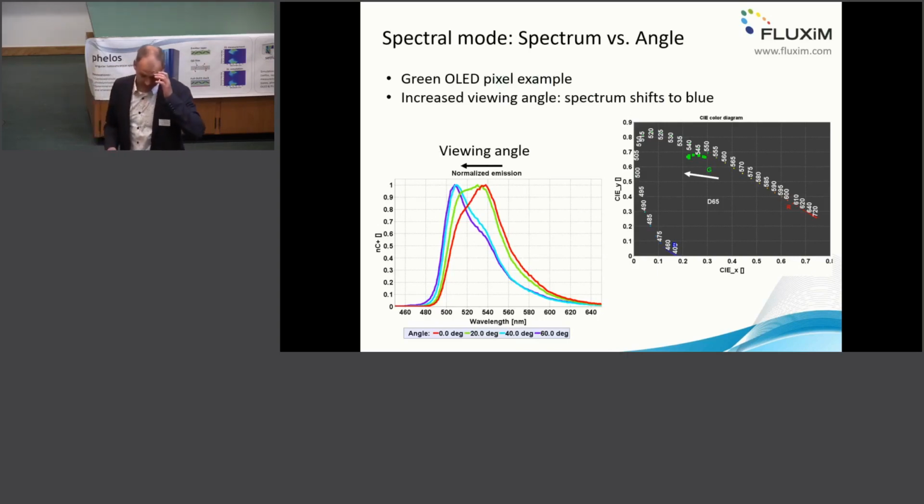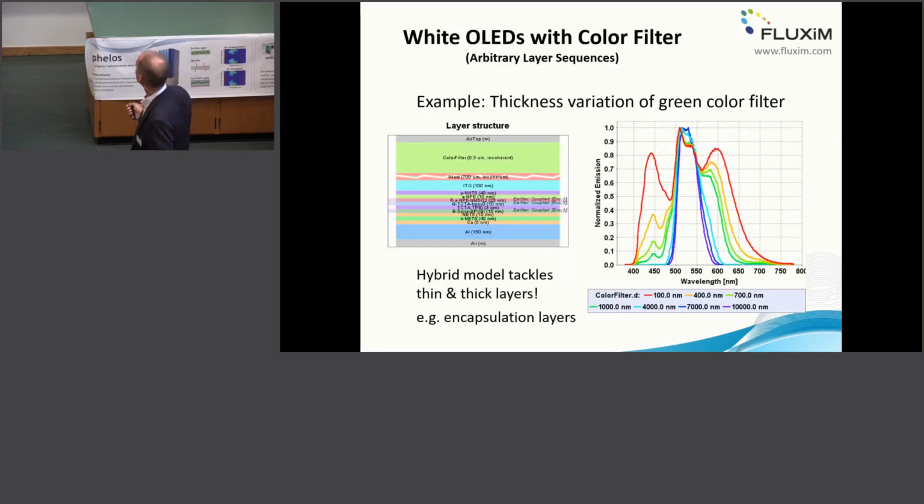The simplest example is here, the emission spectrum in the spectral mode versus viewing angle. We see that there's a typical shift to shorter wavelengths. That's always the case: a shift to shorter wavelengths for larger viewing angles.